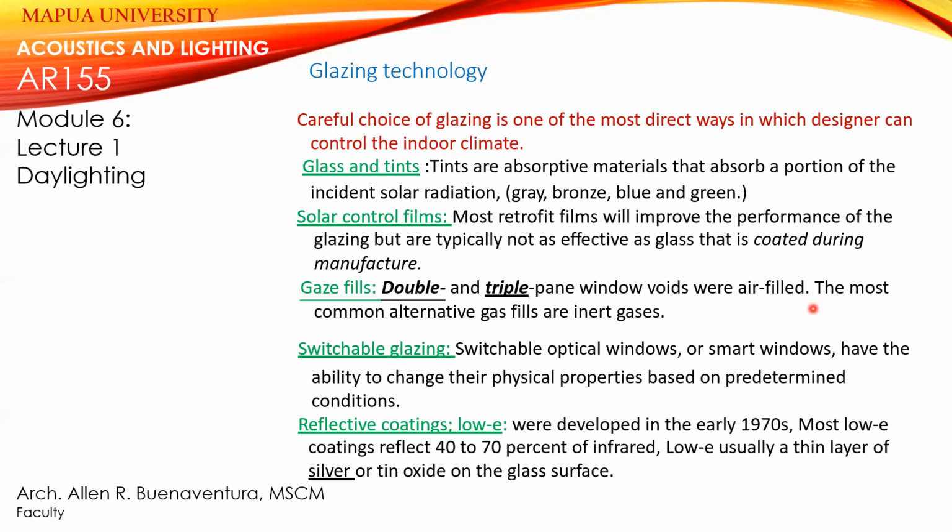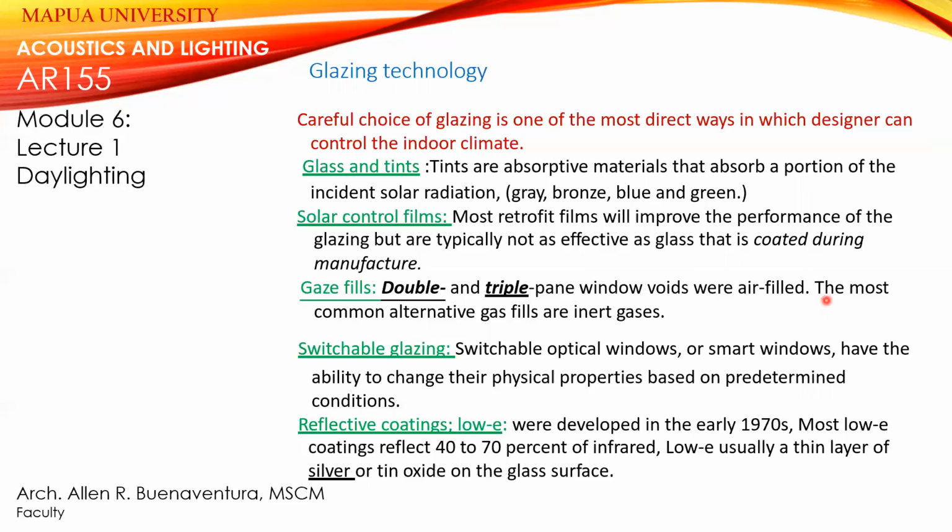So we can use switchable glazing. Switchable optical windows or smart windows have the ability to change their physical properties based on predetermined conditions. So this is the smart system on glazing. Reflective coatings like low-E were developed in 1970. Most low-E glazing coatings reflect 40 to 70% of infrared. Usually low-E is a thin layer of silver or tin oxide on the glass surface. So this is one of the innovations. There is also what you call nano coating, nanotechnology on glazing. It is not included in this lecture.